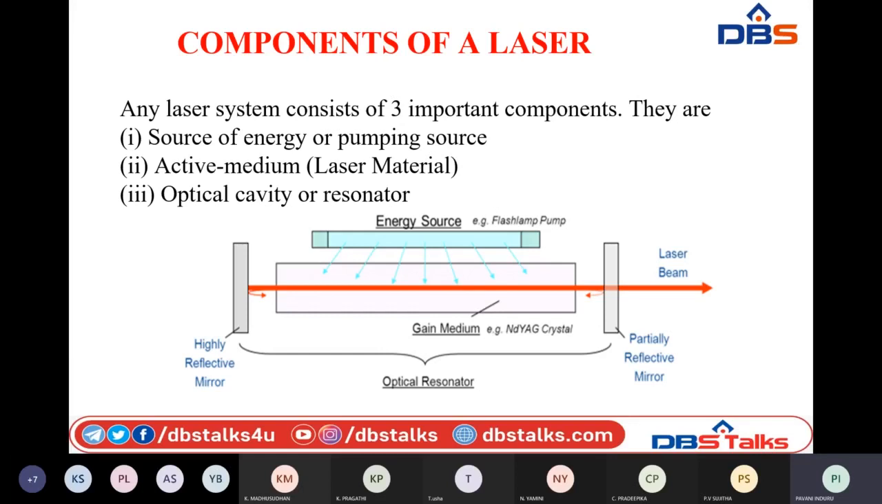We'll discuss them one by one now. The first thing is the source of pumping energy. We require one pumping source. Why? Because just now we have discussed the pumping schemes, where we supply an extra amount of energy to the laser medium to raise the number of atoms from the ground level to the upper energy level. To do that, we require one pumping source. That source can be either a xenon flash lamp, or high electric voltage, or else heat energy, whatever it may be.